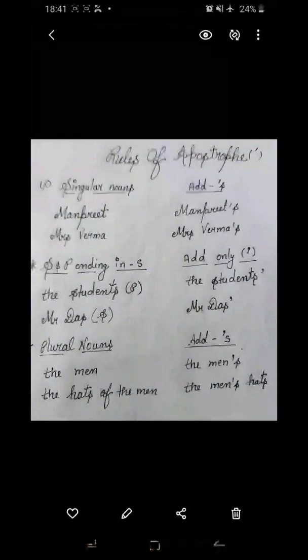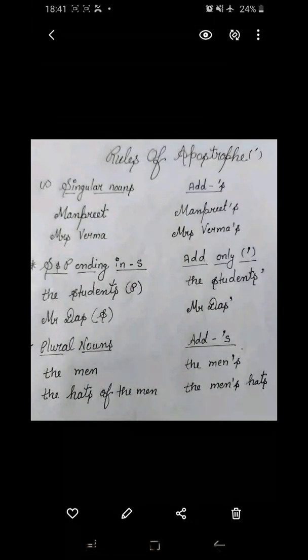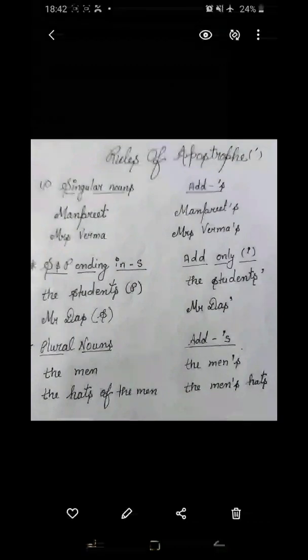Manpreet is not ending with s, so here you can put apostrophe s to show the possession, to show the ownership of Manpreet. Mrs. Verma is not ending with s, so this noun is not ending with s, so you have to put apostrophe s. The second rule is whether the noun is singular or plural.